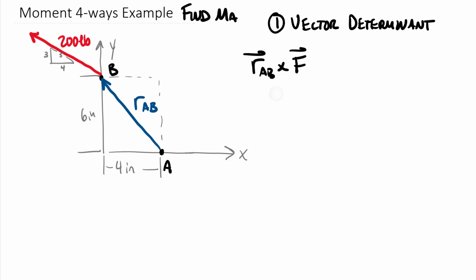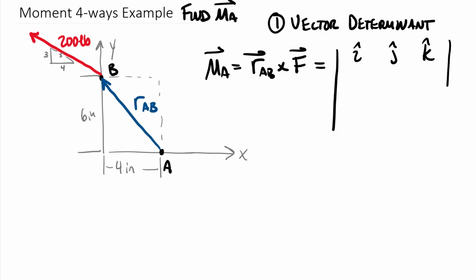What would it look like to come up with a scenario to say, why would we want to solve for that moment at A? So our moment at A is a vector and is equal to this cross product. So in determinant form, we know that in the top row, we're going to put our unit vectors, i hat, j hat, and k hat.